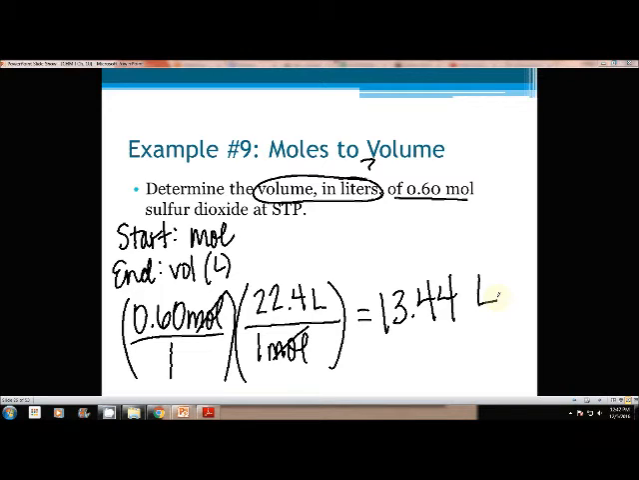How many sig figs? Does the 0 before count? Does the 0 after count? 2 sig figs. So the 0 before does not count, but the 0 after does. So 13 liters is our correct answer.